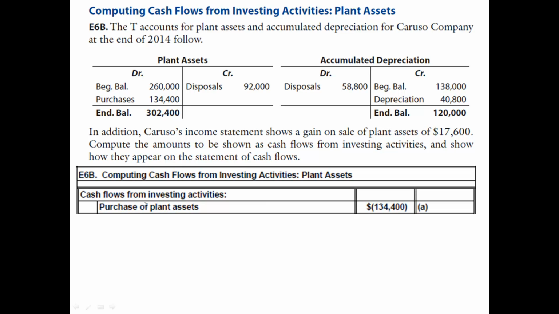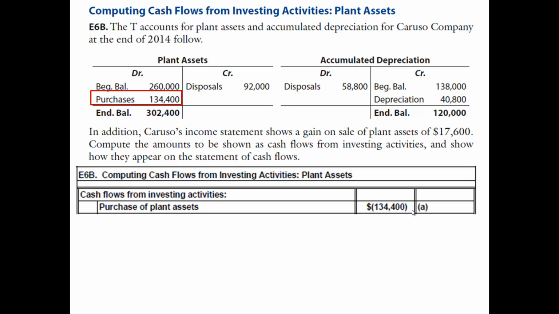The first thing we're going to show is the purchase of a plant asset. Right up here, it shows where we purchased the plant asset for $134,400. Since we debited our plant asset account for that much, that's how much cash we spent to buy it. That's why it's in parentheses here, representing a cash outflow.